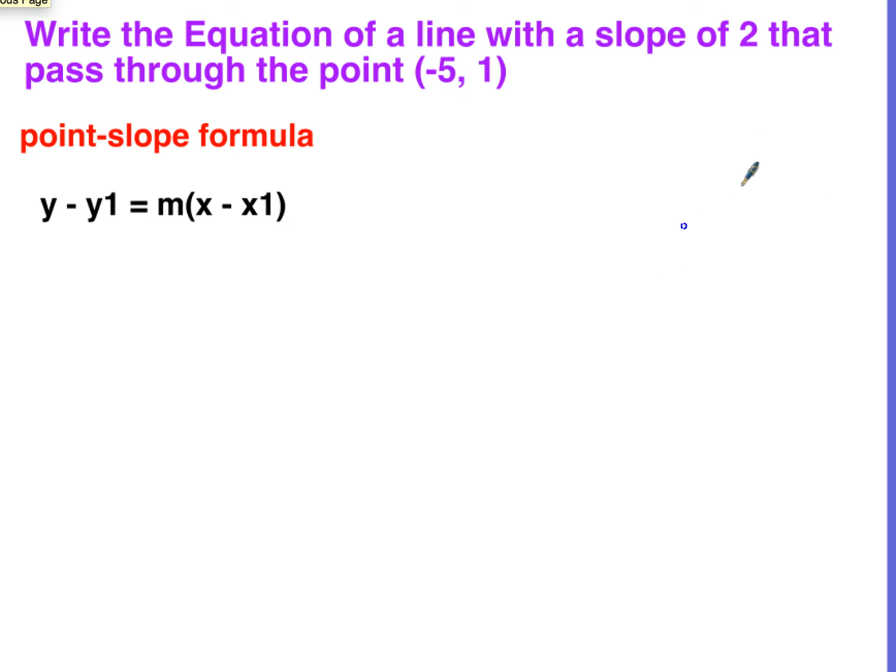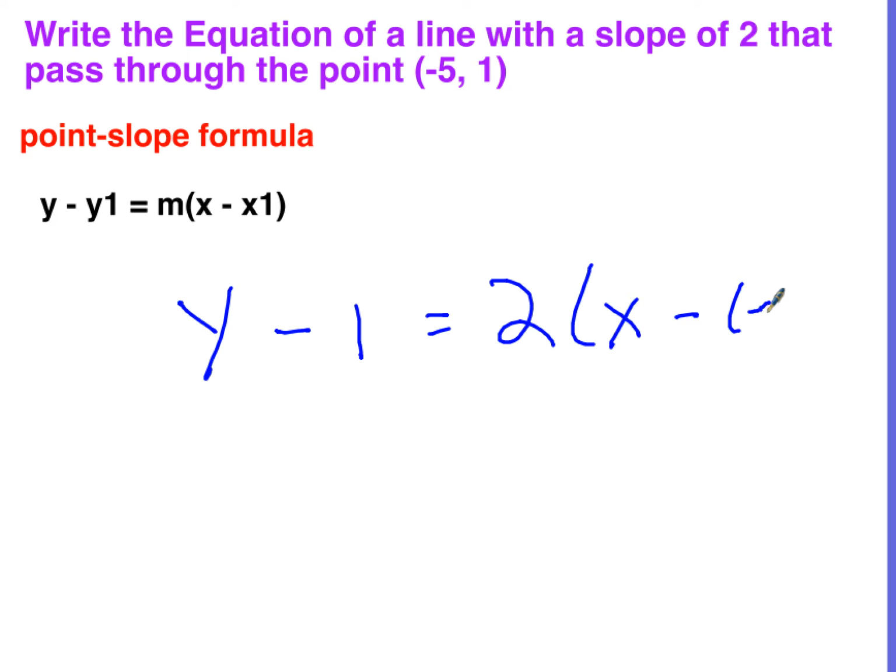Okay, last one. So now I've got a slope of 2, and it goes to the point -5, 1. Slope of 2, -5, 1. So again, point-slope formula. I've got y minus whatever my y1 is. Well, here's my point here. So my y value is 1 equals my slope times x minus whatever my x value is. Well, my x value in this point is -5. Because I have a double negative here, that really just becomes +5. So I've got x plus 5 inside my parentheses.